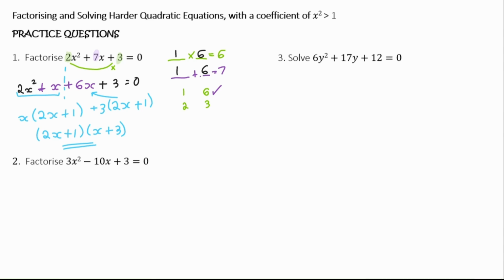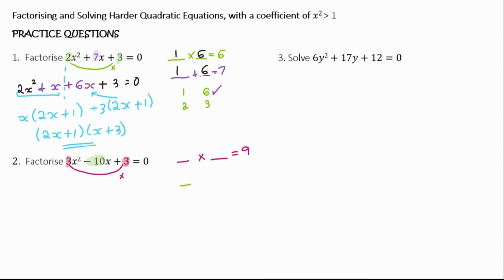For number 2, we have to factorize 3x squared minus 10x plus 3 is equal to 0. So first, we would have to multiply 3 and 3, which gives us 9. And that means we're looking for two numbers that multiply to give us 9.